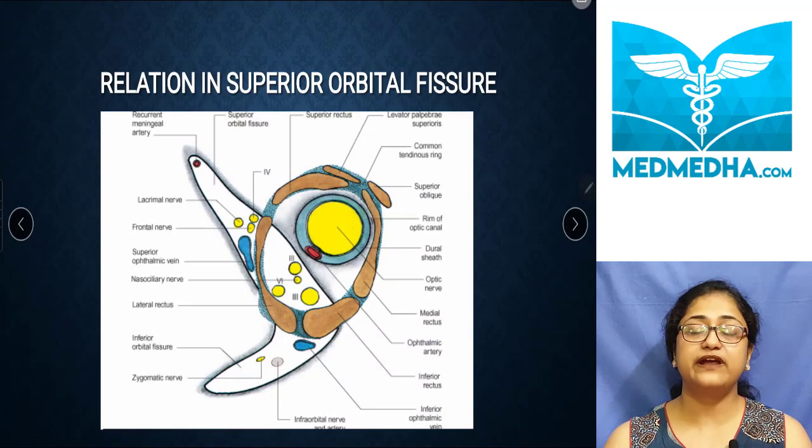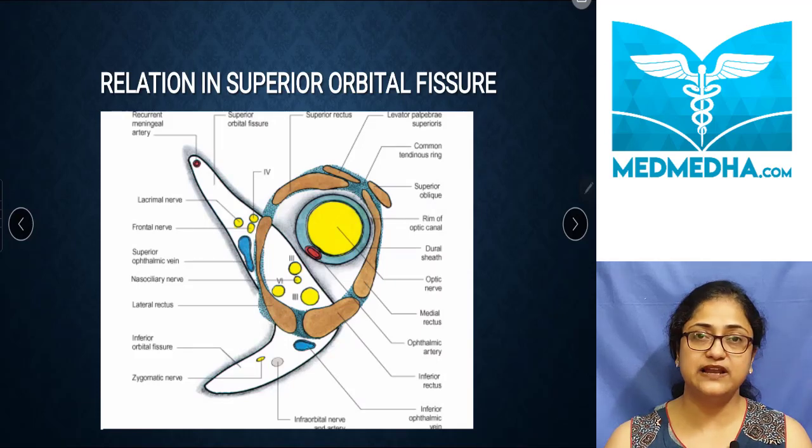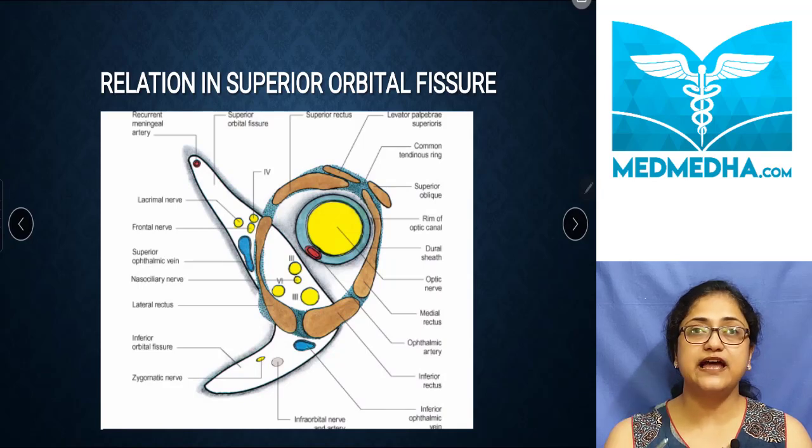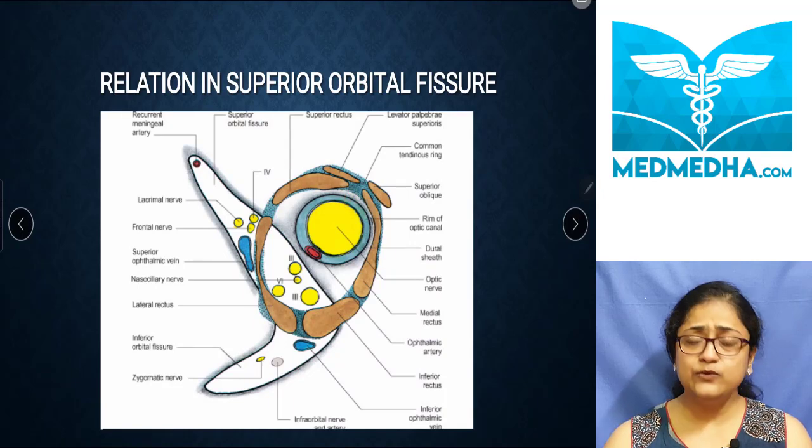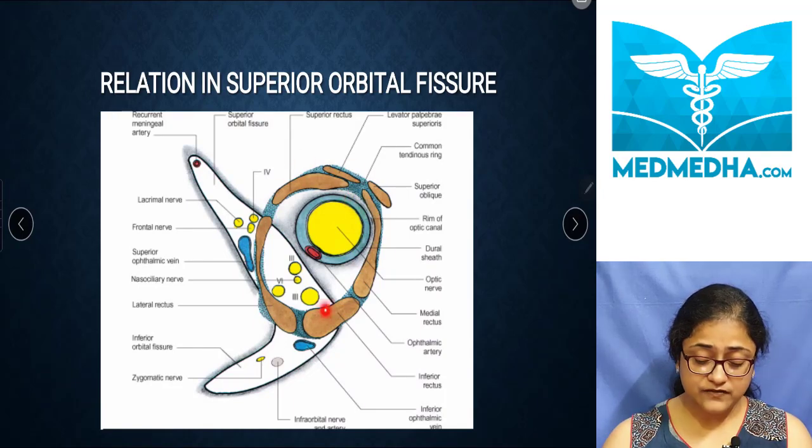So, we know there are four recti muscle, one superior rectus, one inferior rectus, one medial rectus and one lateral rectus. These four recti muscle, on the one end it is attached to the eyeball, the other end, in order to take origin, it is attached to an annular ring. It is known as the annular ring of Zinn.